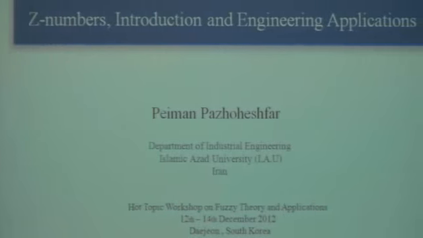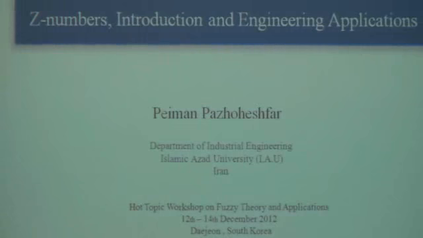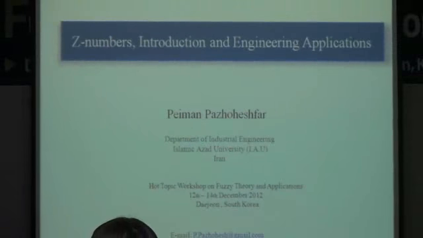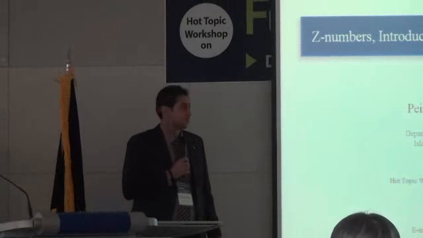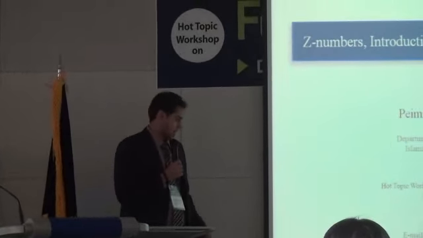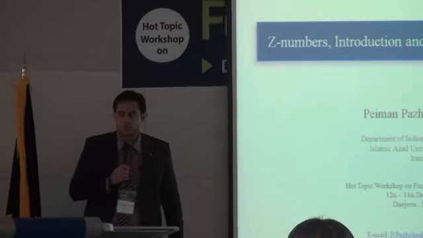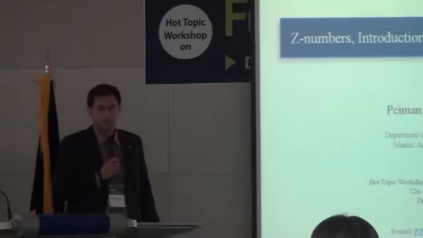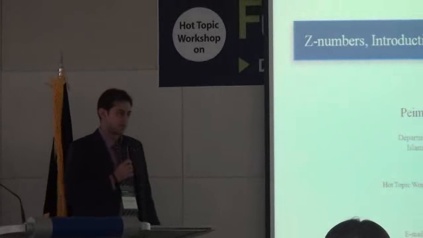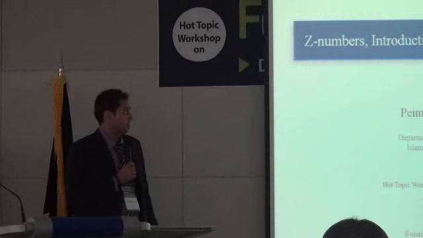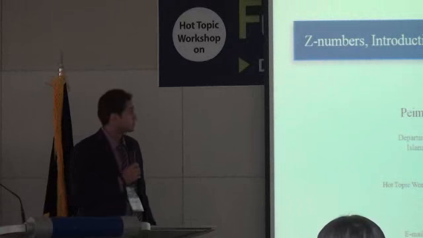First of all, let me thank the organizers, especially my dear friends, Professor Choi and Professor Yoon, who invited me to this workshop. Today, we want to talk about a new concept which was introduced by Professor Azad in previous year by the name of Z numbers. It's actually related to the natural language, and we can say it's a combination of probability and possibility in a natural language, and also uncertainty.